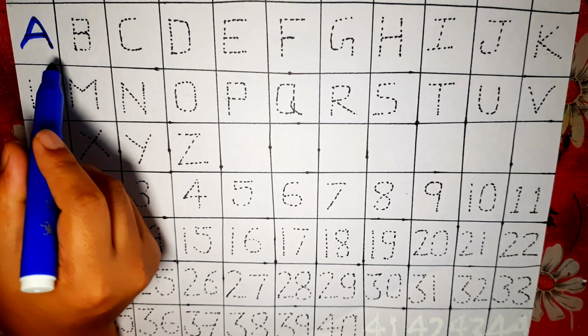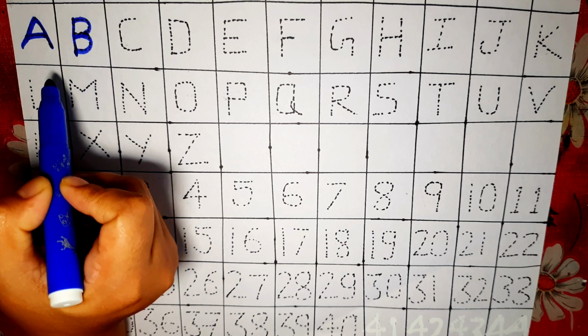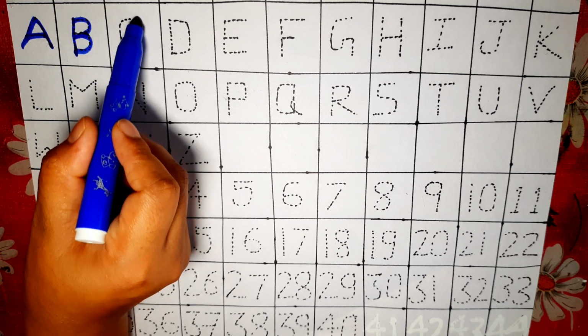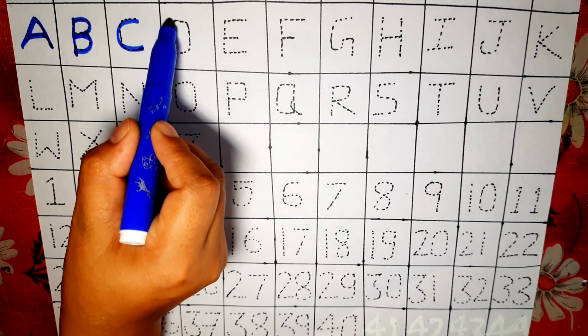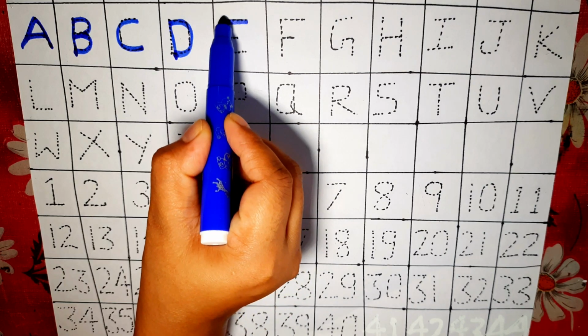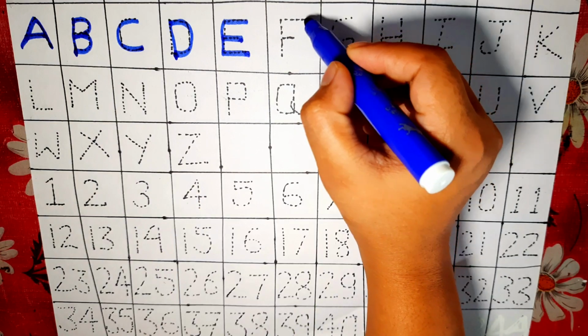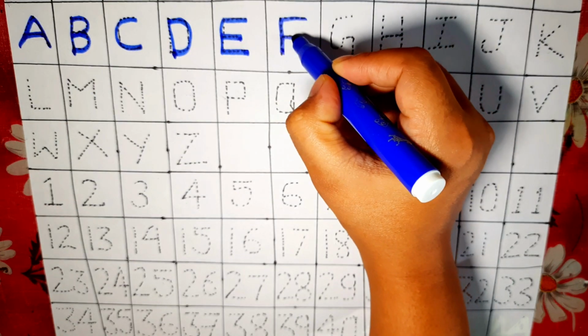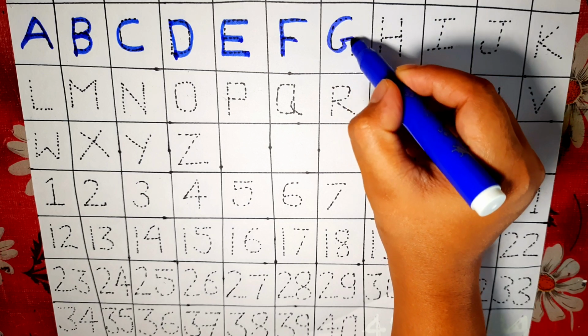A for apple. B for ball. C for cup. D for dog. E for elephant. F for fish. G for goat.